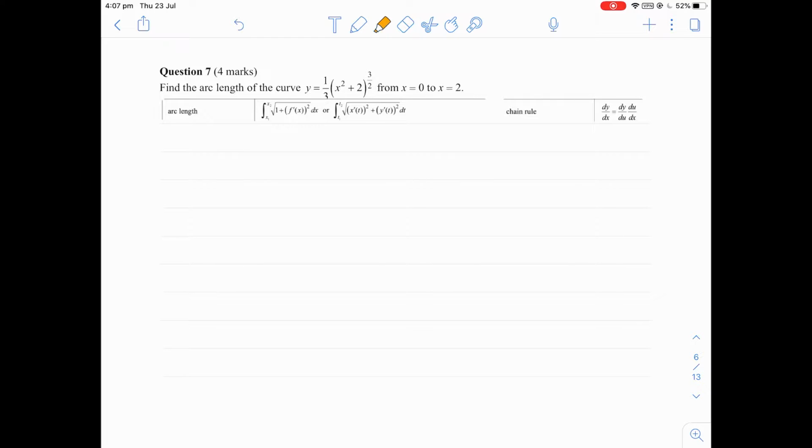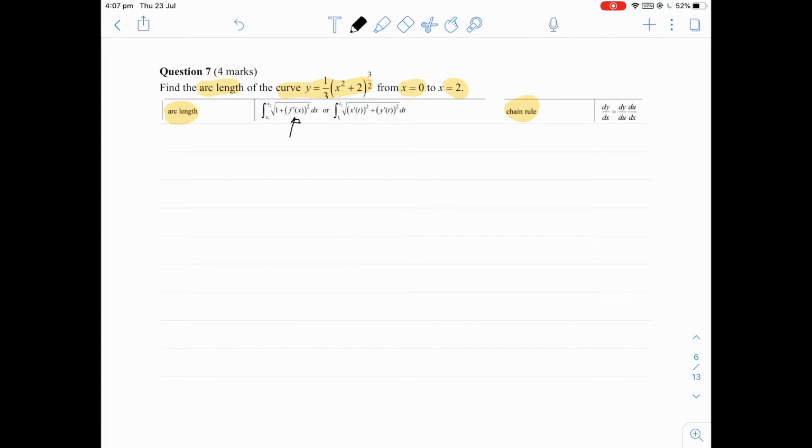So the question asks us to find the arc length of this curve from x equals 0 to x equals 2. I've also added the arc length formula and a chain rule formula for our convenience, which we'll be using later on. Notice that the arc length formula has two forms, one that uses x as its terminals or t as its terminals. Since we're only given x equals 0 and x equals 2, we must use this as our terminals, and therefore we'll use this form.